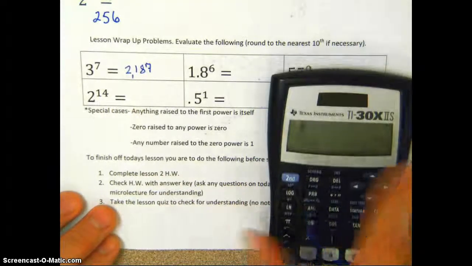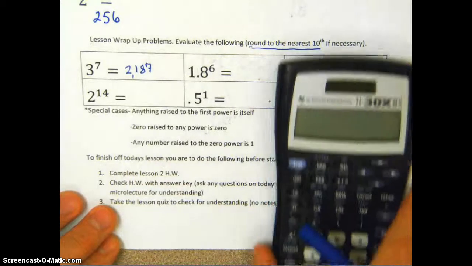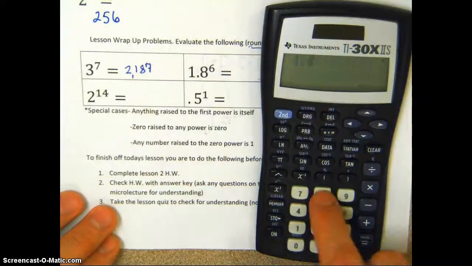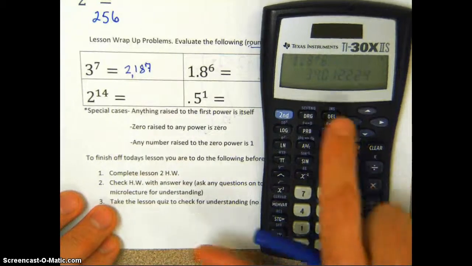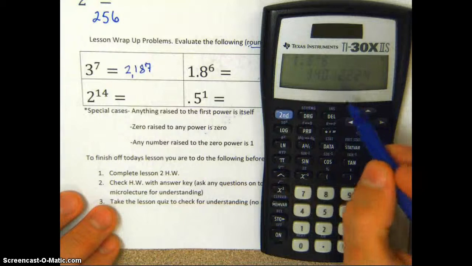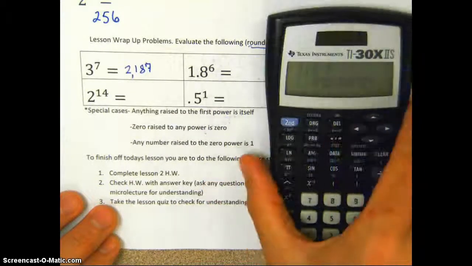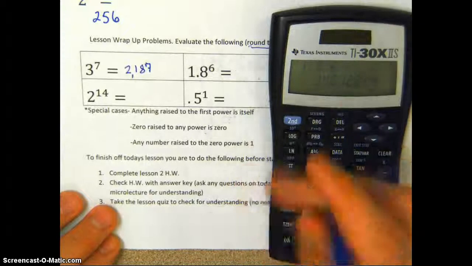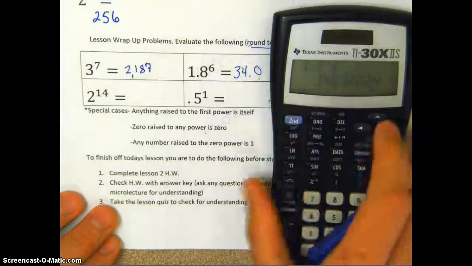I did include in the instructions round to the nearest tenth. It's for problems like the next one. 1.8 raised to the 6. Get some 34.012224. You just have to go to the 10th place, which is that first number that we have. So the answer's 34.0.